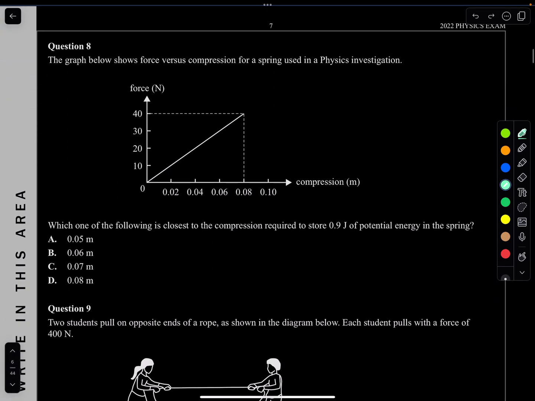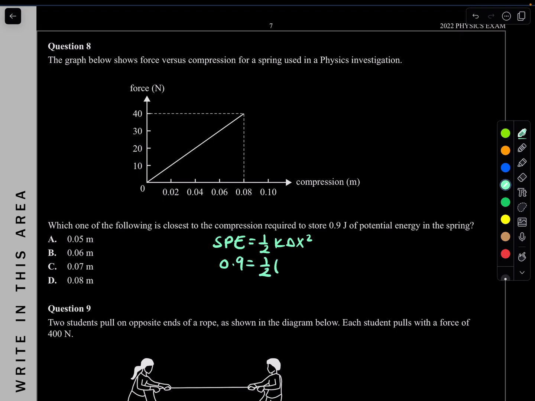Beautiful. Question 8. The graph below shows the force versus compression for a spring used in a physics investigation. Which of the following is closest to the compression required to store 0.9 joules of potential energy in the spring? So we know that SPE, spring potential energy, is actually just half K times change in X squared. And we know that the spring potential energy is 0.9, so half, what's our K value?